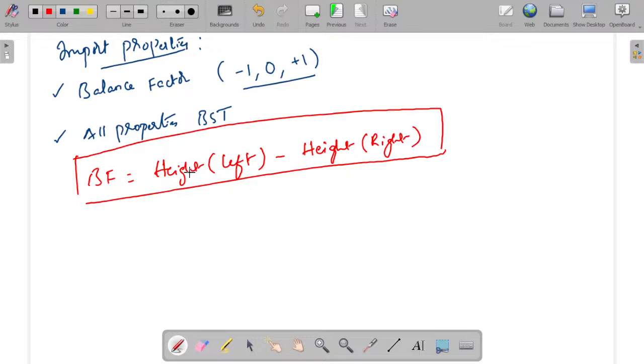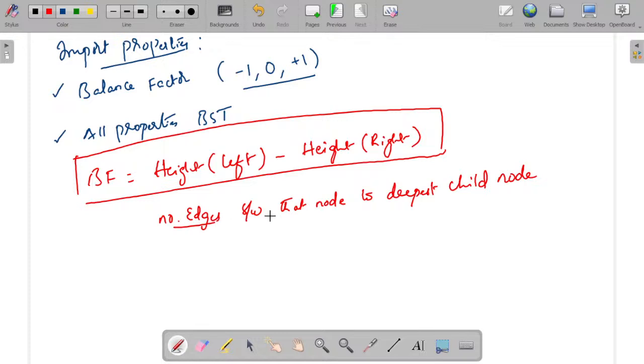The height of a node can be found like this: the distance, or the number of edges, between that node and the deepest child node. Okay. So for any given node, the height can be said like this. The number of edges between that node and the deepest child node is called the height of a node.